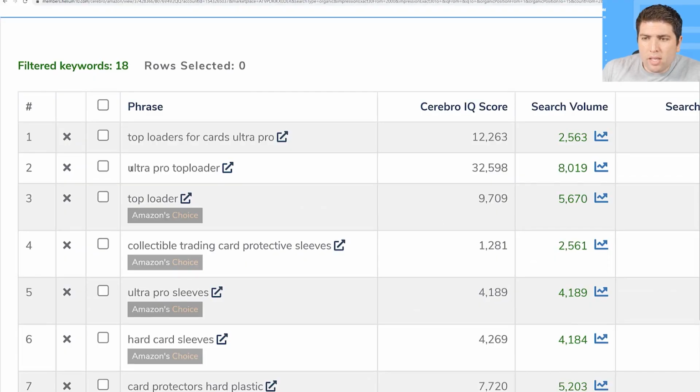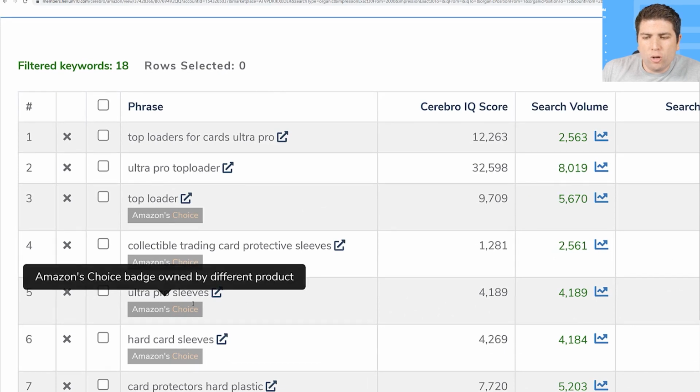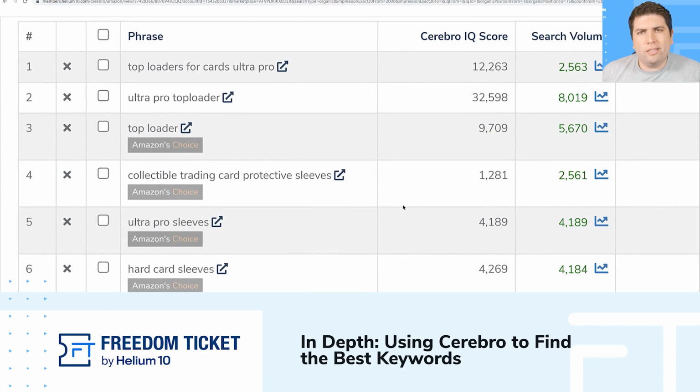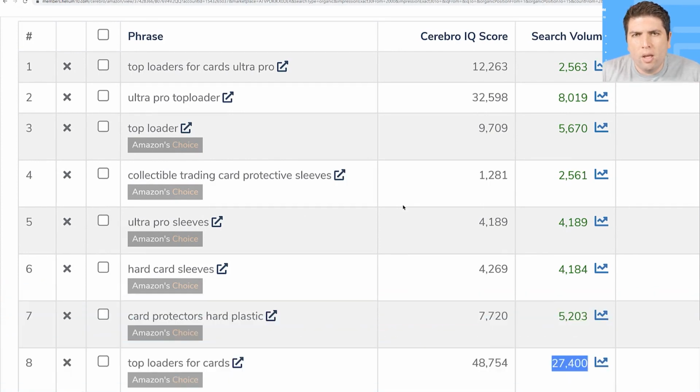Look how many of these keywords say Ultra Pro. What is that? That's a brand name. Now, this product obviously is going to get sales from its own brand name. But if you're coming in with your own brand, do you think people are going to search Ultra Pro top loader and buy your product? No, if they're searching Ultra Pro, they're probably looking for that specific brand. So there are going to be a lot of keywords on this list that are important to this product, but not necessarily the niche or the category as a whole. They're not that relevant to top loaders overall.